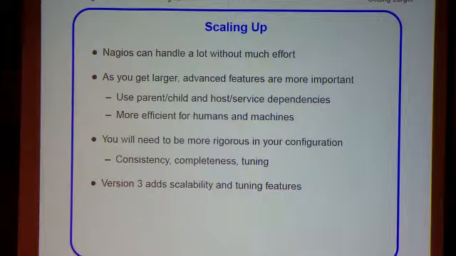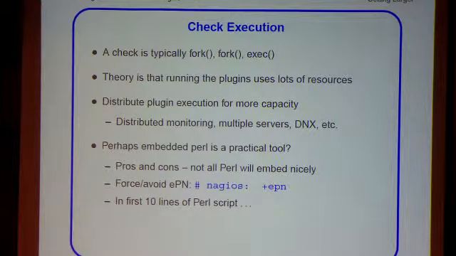So this is motherhood and apple pie about scaling up. Use the topological thing, so parent-child. Use good templates. Organize your configs the way you should. Version 3 adds a configuration option, large installation tweaks or hacks or something like that, which turns off environment variables, which takes away that utility, and it does a couple of other things. Instead of doing a fork and exec, it does a fork only, so slightly fewer processes overall.